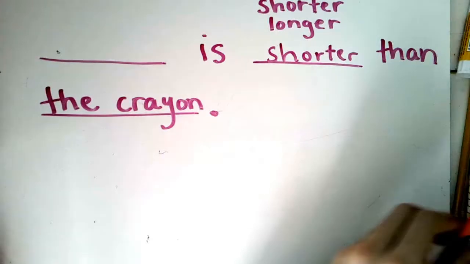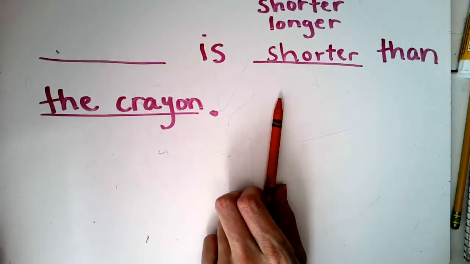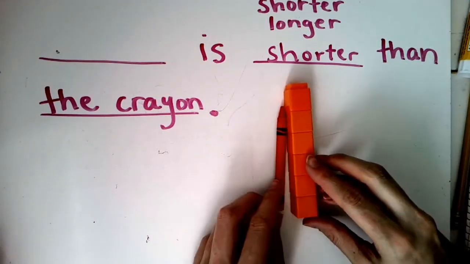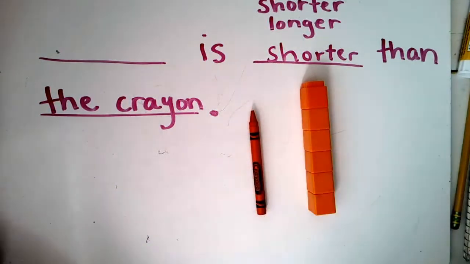Ready to try another one? Put your glue stick away. Remember, we're using our crayon to measure. Keep your crayon out. Why don't we use our linking cubes? Take a peek at your linking cubes.